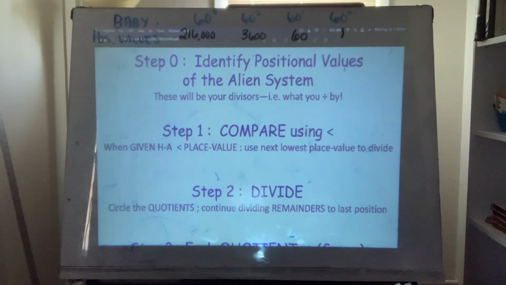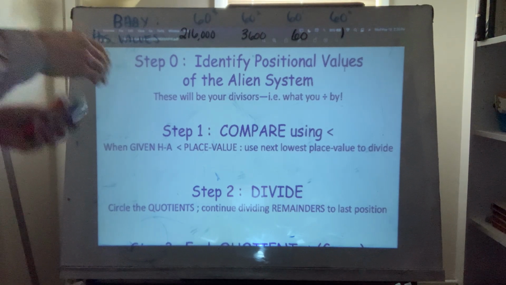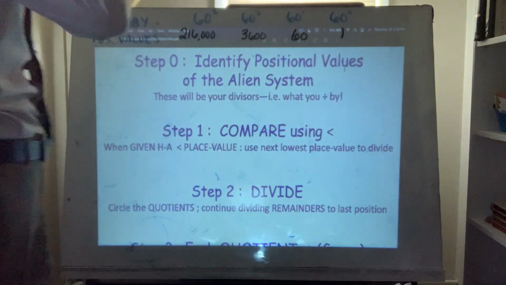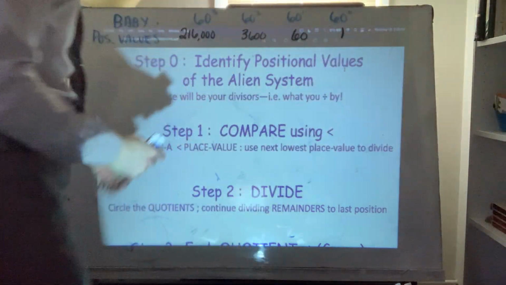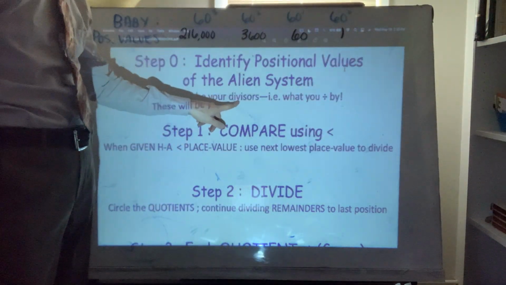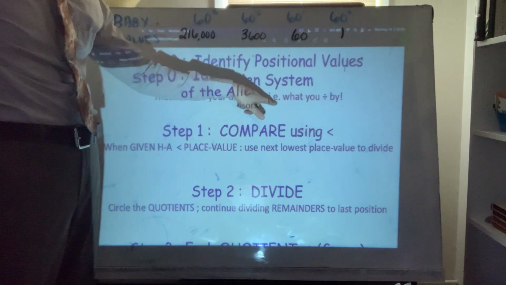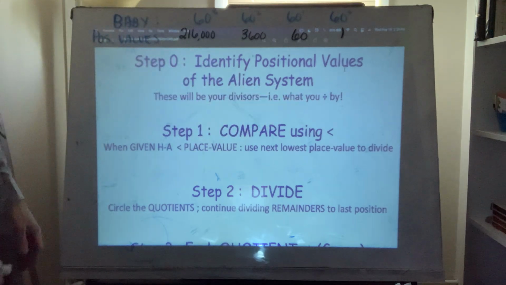Now, hopefully, you won't need to go up that far. But in theory, it is possible. And for the sake of comparison, you may need to establish that. 216,000. These will be your divisors, i.e., what you divide by.